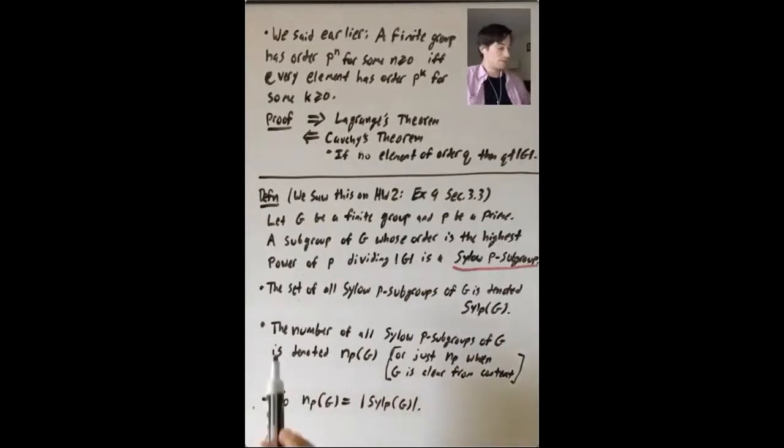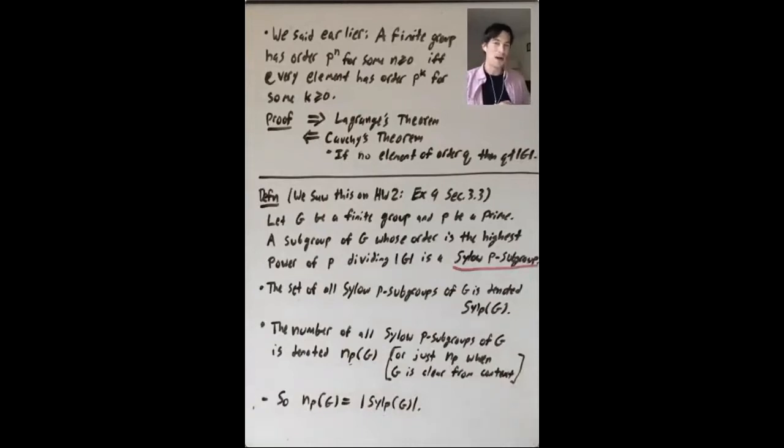So some notation. The set of all Sylow P subgroups of G is denoted by Syl sub P of G. And the number of these Sylow P subgroups of G is denoted with n sub P of G. Or if G is clear from context, it'll be really common to just write n_P when it's absolutely clear what group we're working with. So what does that mean? n_P of G is equal to the cardinality of this set, Syl_P(G). This set is definitely finite because your group is finite.